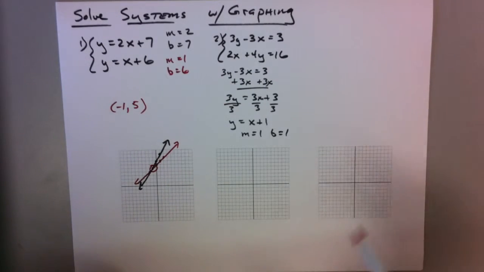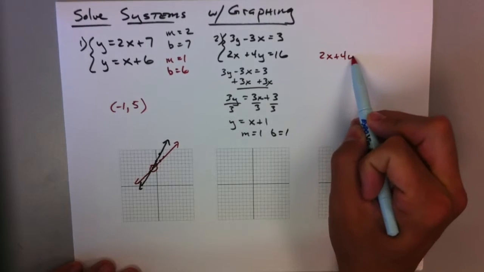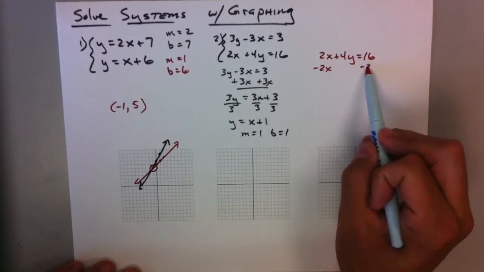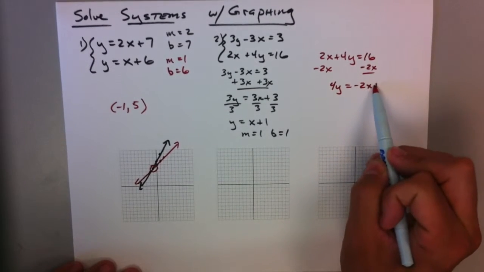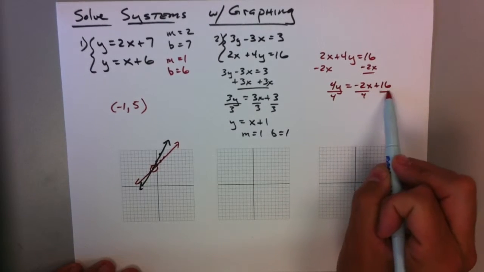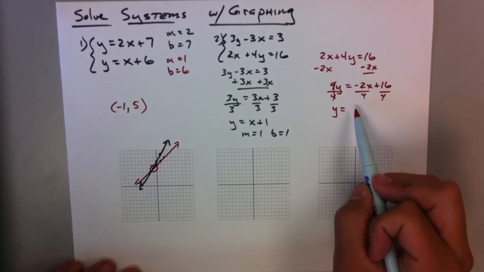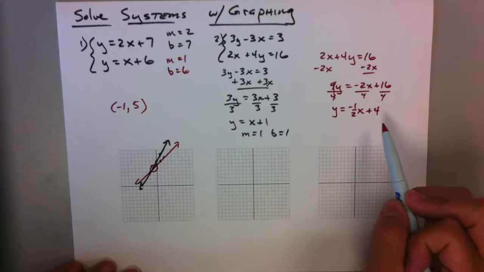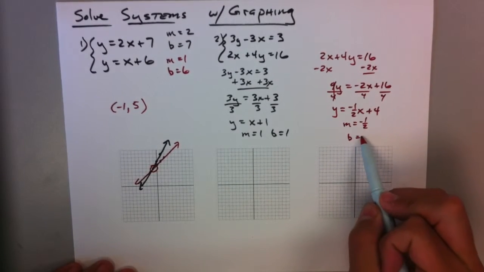All right, let's do the other one. I'll do that over here. 2x plus 4y equals 16. So let's subtract 2x. So 4y equals negative 2x plus 16. Divide by 4. y equals, now negative 2 over 4, that'll reduce to negative 1/2. 4 divides into 16 4 times. So slope negative 1/2, y-intercept 4.